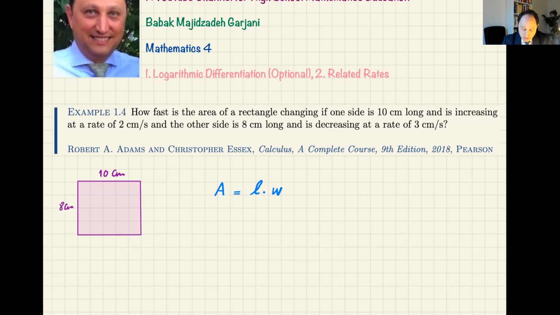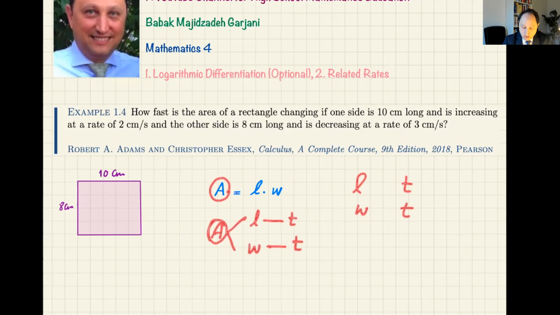Okay, so how you interpret this equation is that, of course, A is directly a function of L and W, but L itself is a function of time. W itself is also a function of time. So at the end, I can say that A is also a function of time, but not directly. A depends on two variables, L and W. L itself depends on time. W itself also depends on time. So at the end of the day, my area depends on one quantity, and that is time.